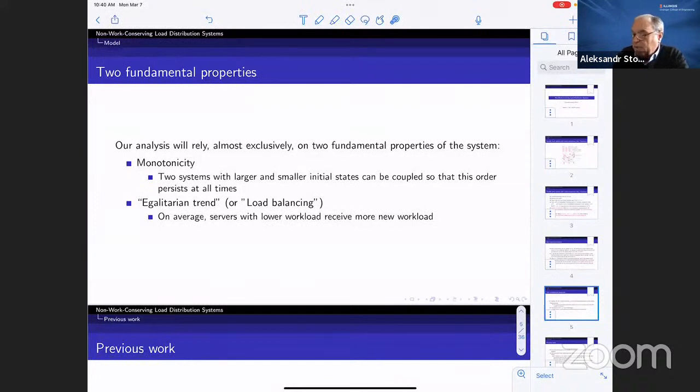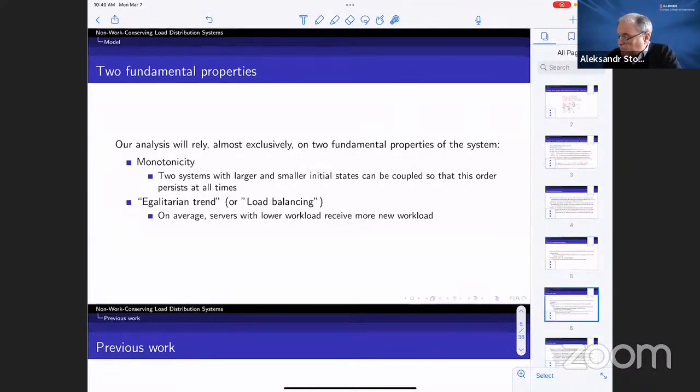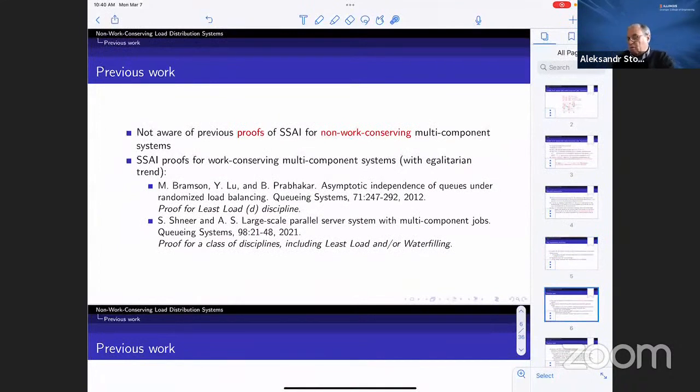The second property is egalitarian trend. You can call it load balancing. It basically means that on average, servers with lower workload will tend to receive more new workload. So there's a trend towards keeping workloads closer together. You will see that we are not using much of anything else.